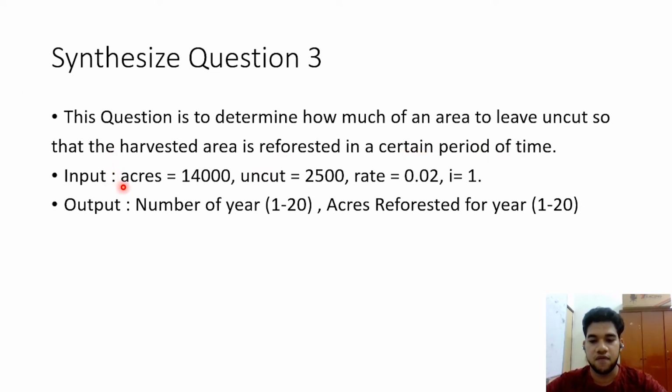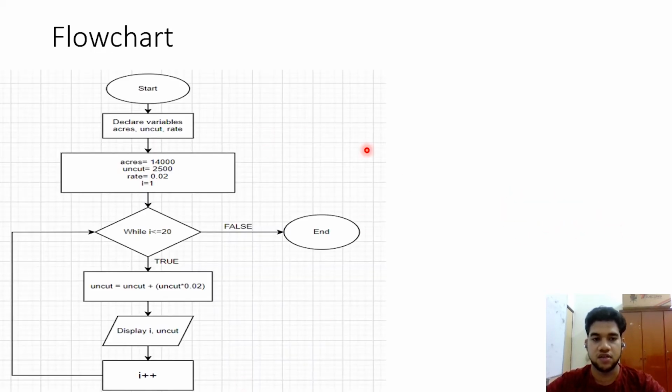The inputs for this question are acres equals 40,000, uncut equals 2,500, rate equals 0.02, and I equals 1. The outputs are, first, the number of years from year 1 to year 20, and second, the acres reforested for year 1 to year 20. So this is the flowchart for this question.